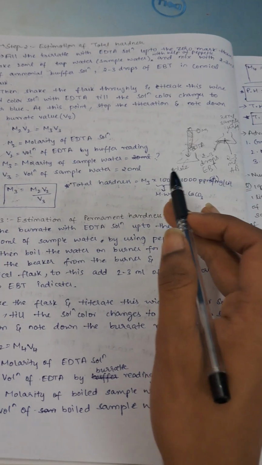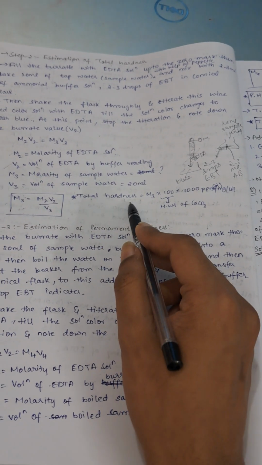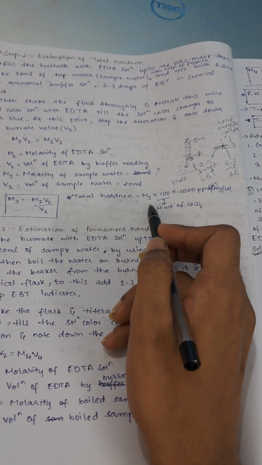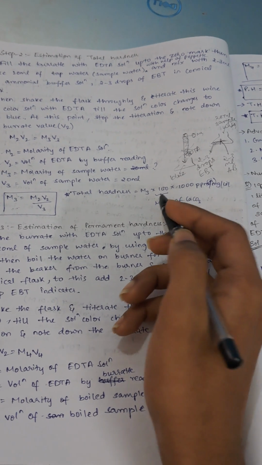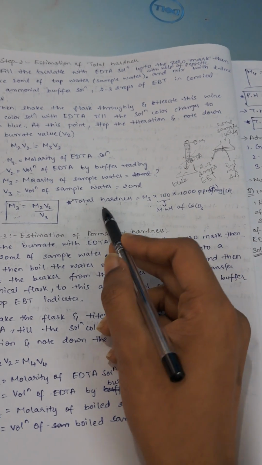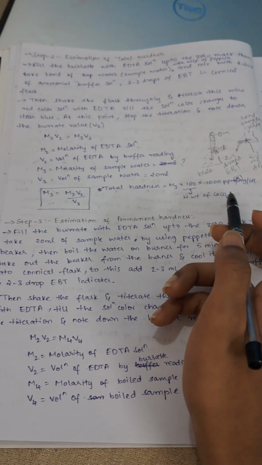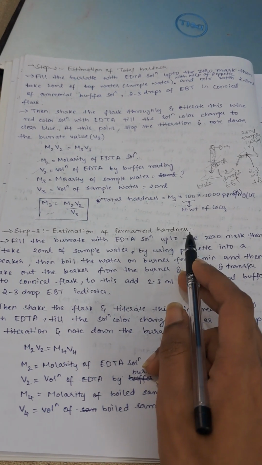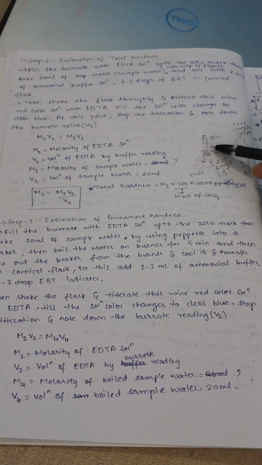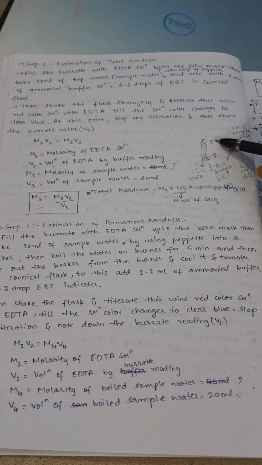So from this we can find total hardness as M3, molarity of sample water, into 100 into 1000 ppm. 100 is the molar mass of CaCO3. So this is total hardness. Now let's find permanent hardness. To find permanent hardness, same method, fill the burette with EDTA solution up to the 0 mark.